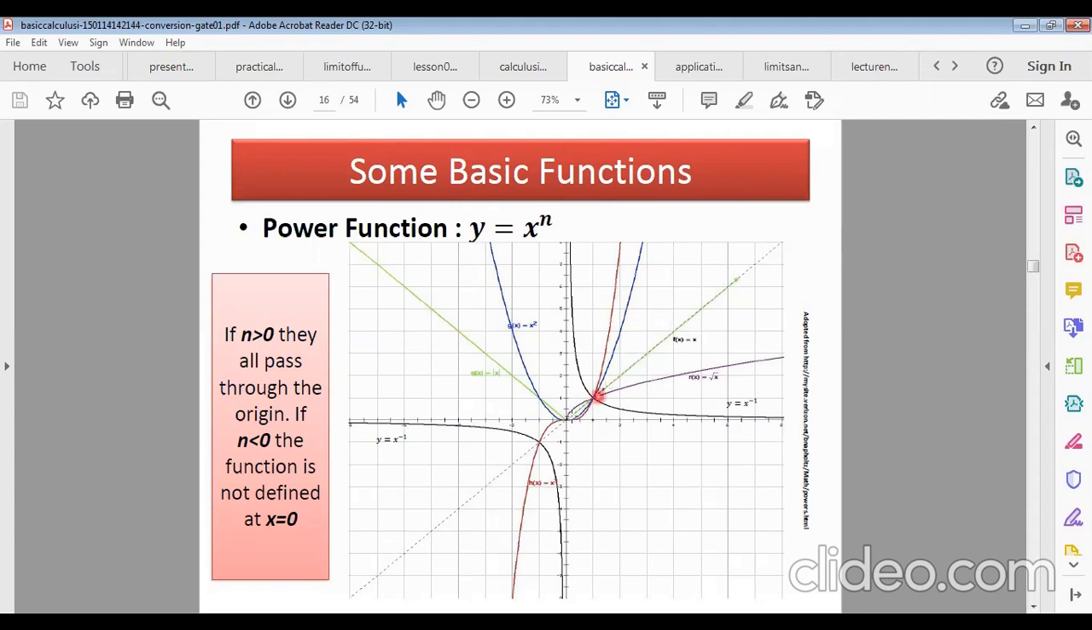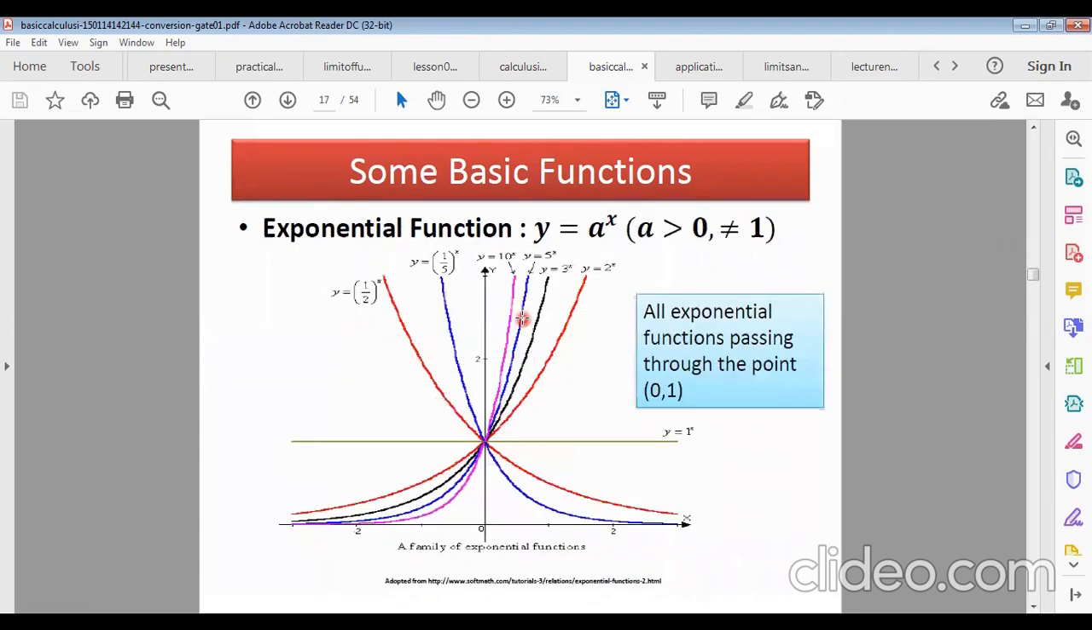This passes through the origin and makes an equal angle with the x-axis and y-axis. That means 45 degrees. So if n is less than 0, the function is not defined at x equals 0. Suppose x to the -1, -2, -3, up to minus n, then it cannot be defined as a function. We have to remember this concept.